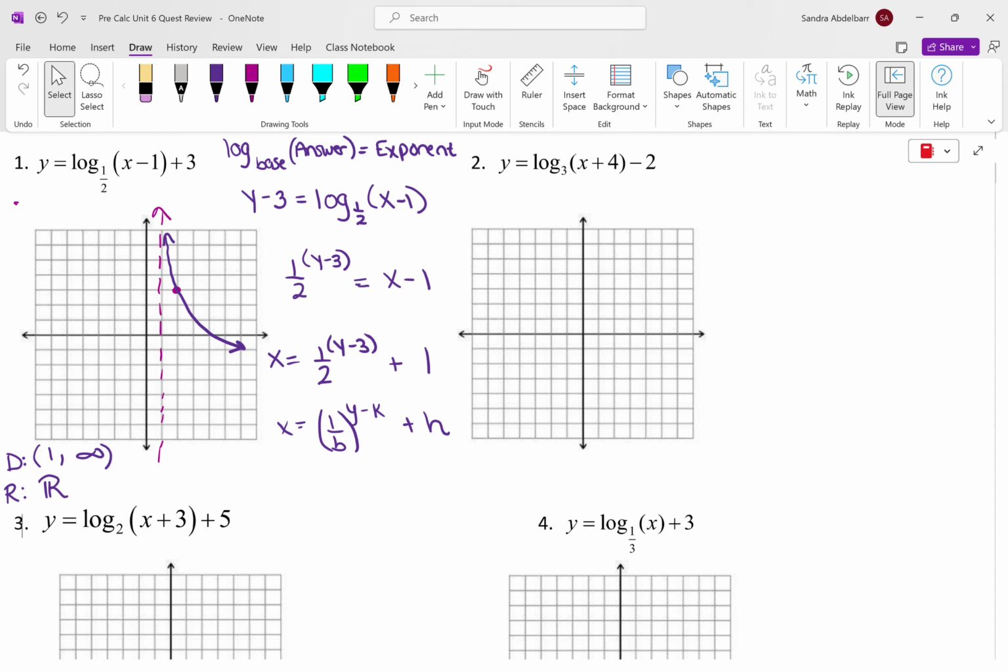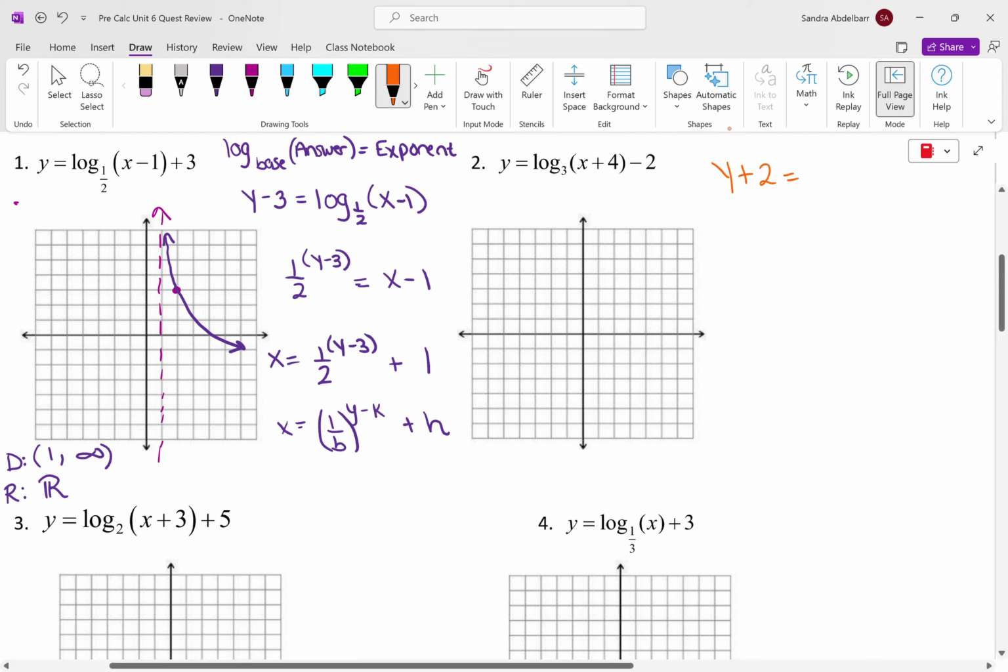So you tell me, before I put this into exponential, what should I do? Add 2. Good. I need the argument to be by the log and the argument to be by itself. So I'm going to add 2 to the other side. So now I'm going to have y plus 2 is equal to log base 3 of x plus 4.